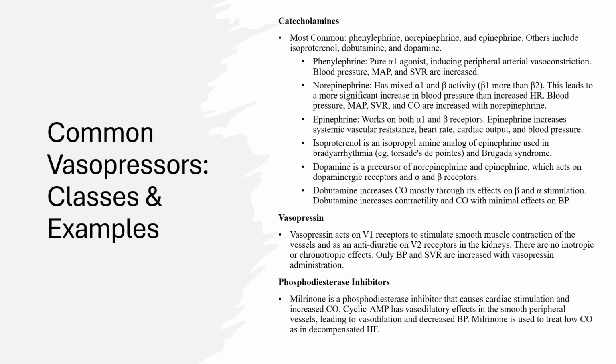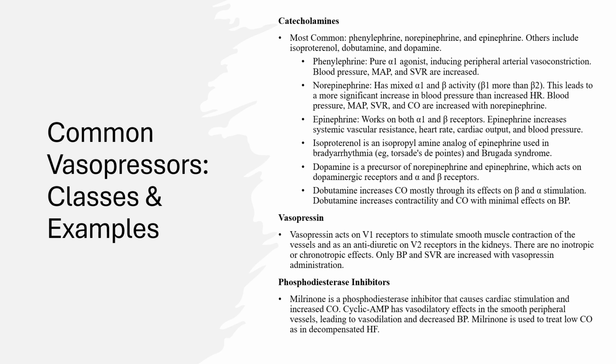Epinephrine works on both our alpha-1 and beta receptors. It increases systemic vascular resistance, heart rate, cardiac output, and blood pressure. Some other less common ones that we probably won't see a lot in our practice, but dopamine and dobutamine also work well as vasopressors. And we'll talk about dopamine a little bit because typically dopamine is given with norepi. It's not typically given all by itself, but we'll talk about that when we get to it.